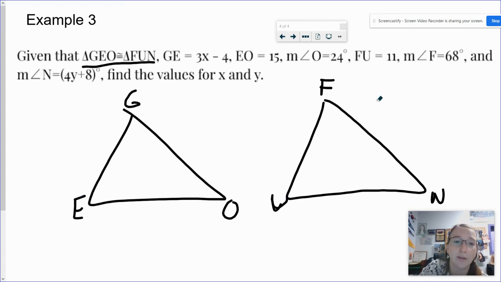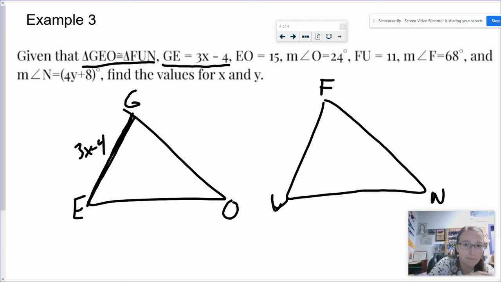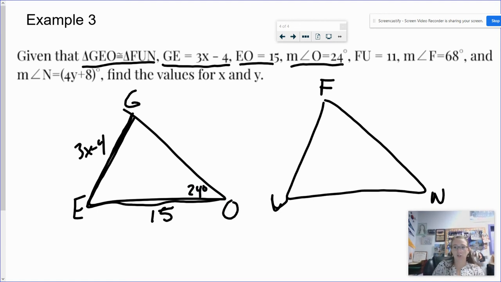So now we're going to continue to label our picture. So GE is 3x minus 4. So I'm going to just write that right along here. Here's GE, 3x minus 4. I have that EO is 15. So let's find EO. I have the measure of angle O is 24. Here's O. I'm going to put this right here. What I want you guys to do real quick is we're going to pause the video and you are going to label the other three. So go ahead and try to label the other three measures on the other triangle.